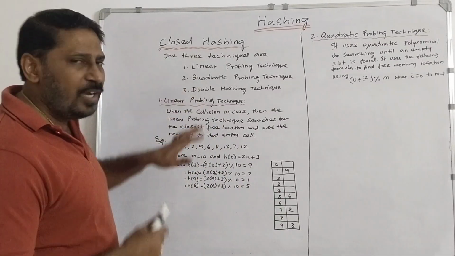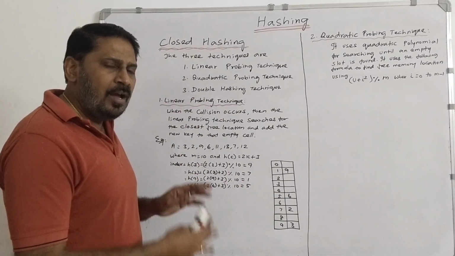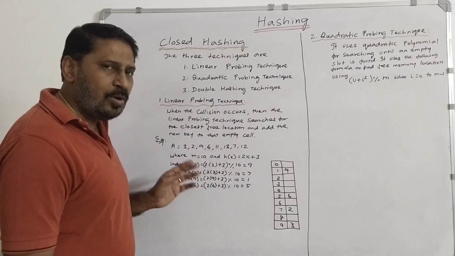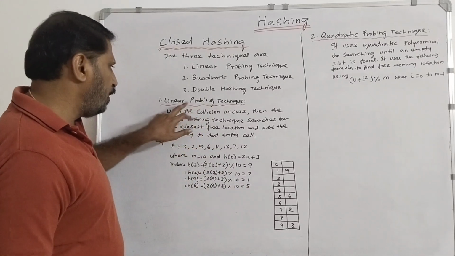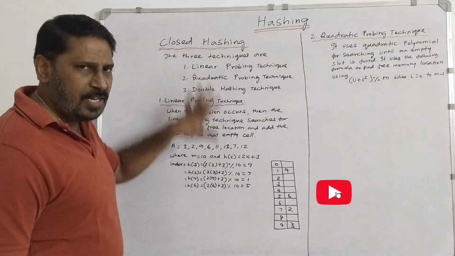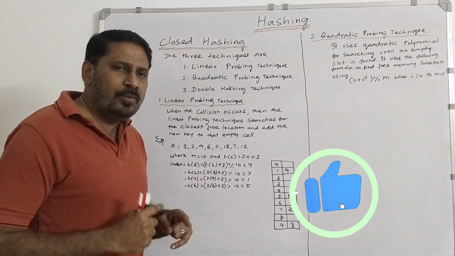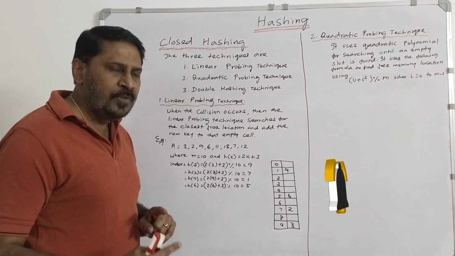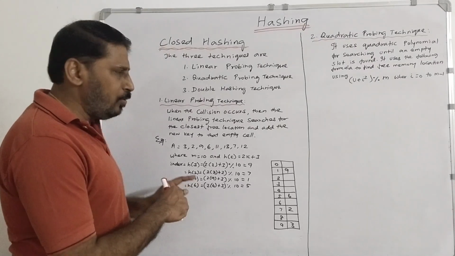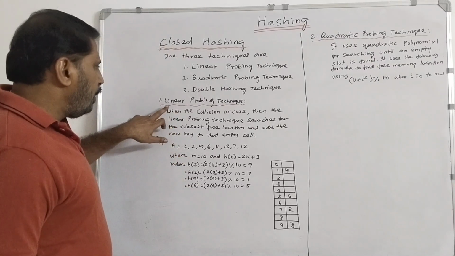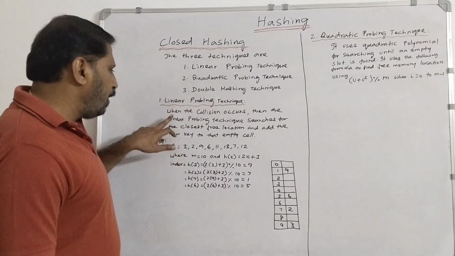Under this, when we are storing the information, we will see in detail what problems arise and how we overcome them. In closed hashing also, we want to overcome the pollution problem. If you have any doubt, just refer to my previous video, then come to this video. And under the linear probing technique, what is it?